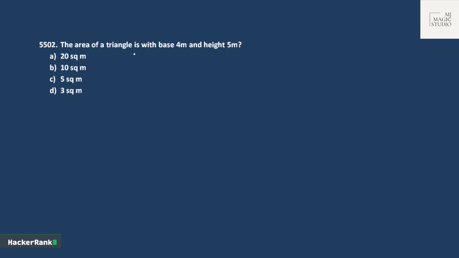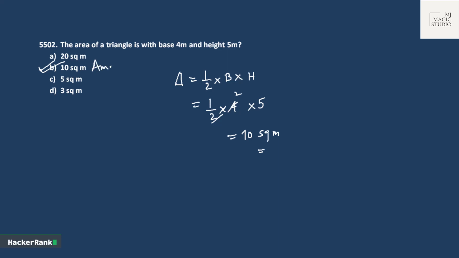The area of a triangle with base 4 meter and height 5 meter. We know the area of any triangle is given by half into base into height. Half into base is 4 meter, height is 5 meter. Gone. That is 10 square meter is the area. Option B.